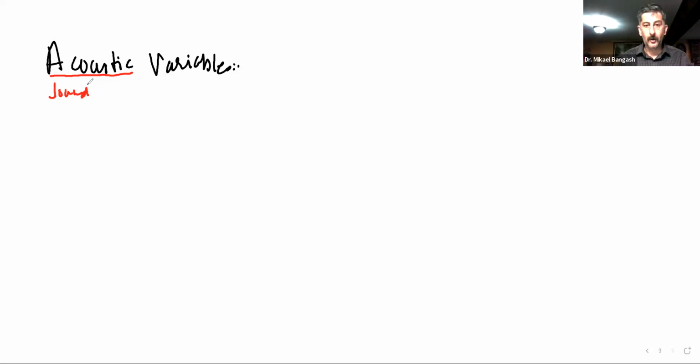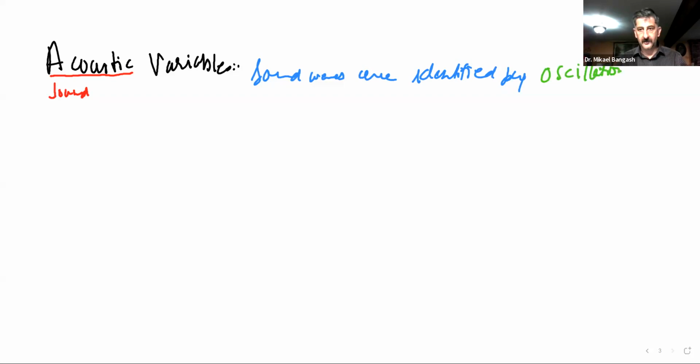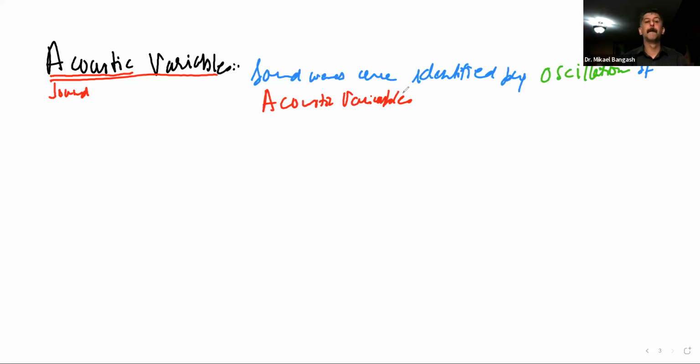Now, if you look in your book, the very first sentence says that sound waves are identified by, and here we just want to write, oscillations of what we call acoustic variables. Please underline, highlight, whatever you want to do.